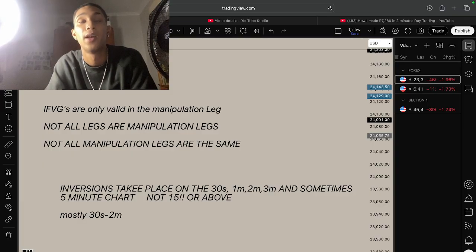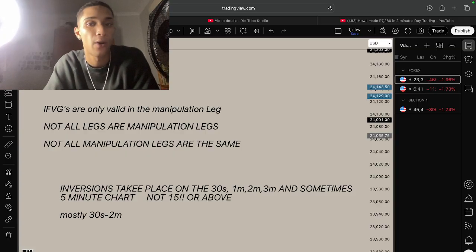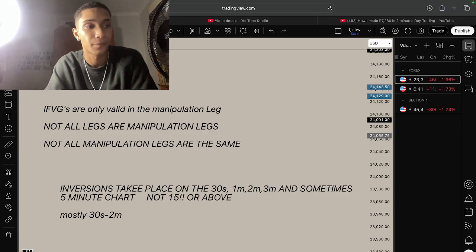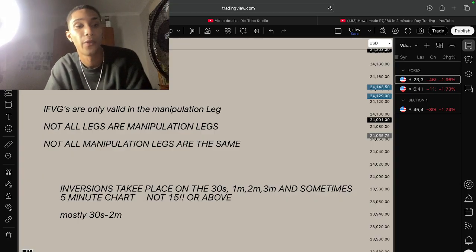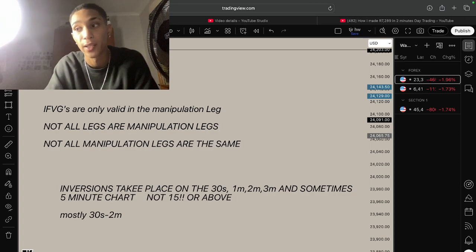This means that in the actual leg that sweeps our PD array or our high or our low or whatever it is that we're trading off of, or our fair value gap, that individual leg is what we need to see getting inversed, not the whole move leading up to that leg getting swept. And oftentimes these actual manipulation legs are only visible on the 30-second, 1 minute time frame.